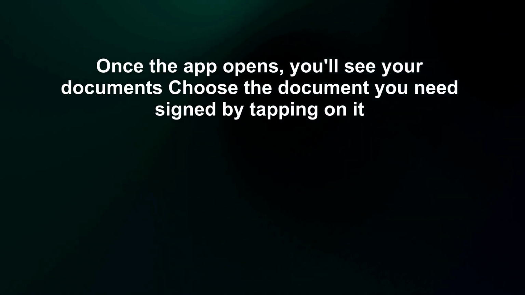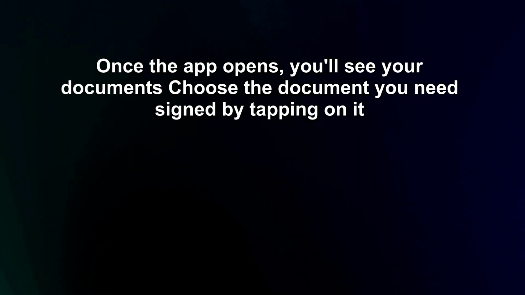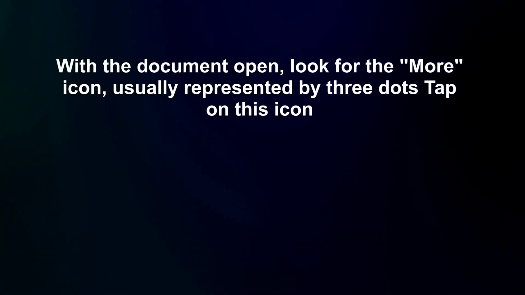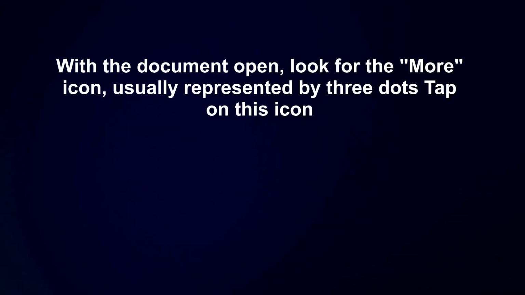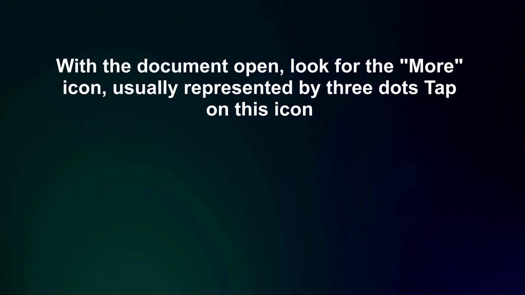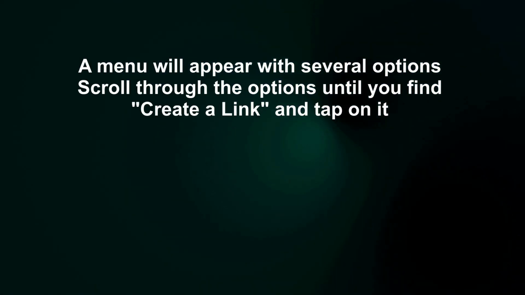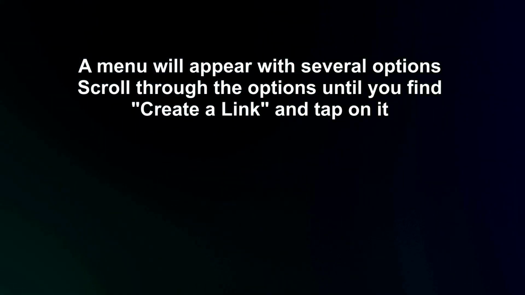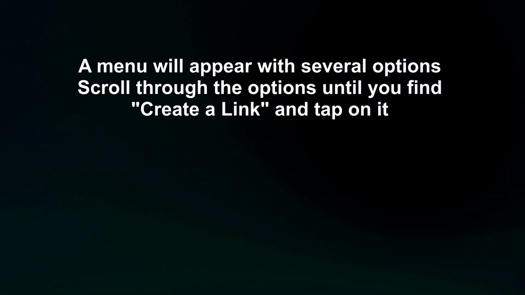Once the app opens, you'll see your documents. Choose the document you need signed by tapping on it. With the document open, look for the More icon, usually represented by 3 dots. Tap on this icon. A menu will appear with several options. Scroll through the options until you find Create a Link and tap on it.